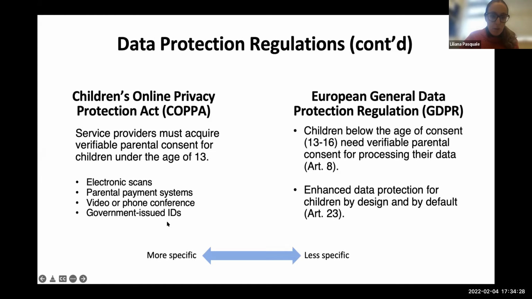So one regulation, COPPA, is more specific about the measures to be used to verify the age of consent, while the other one, the GDPR, is less specific.